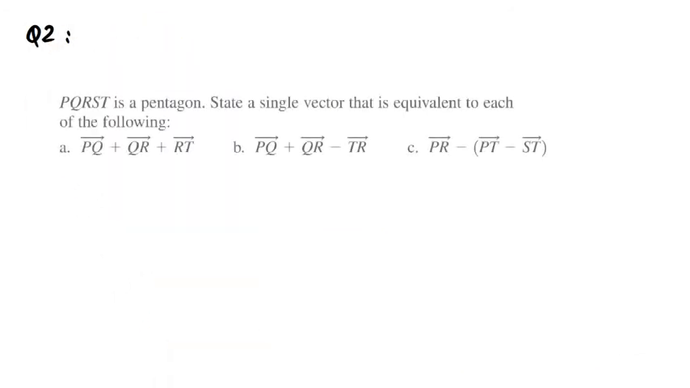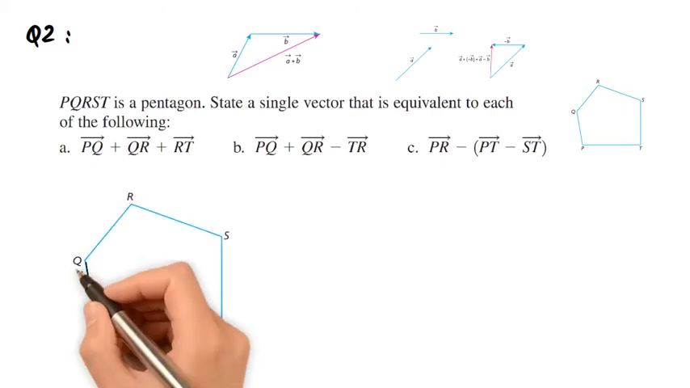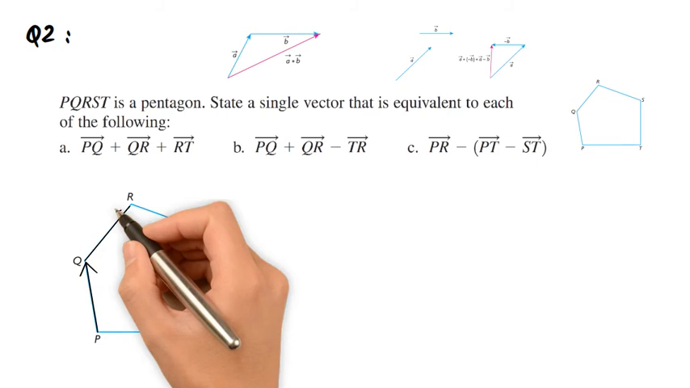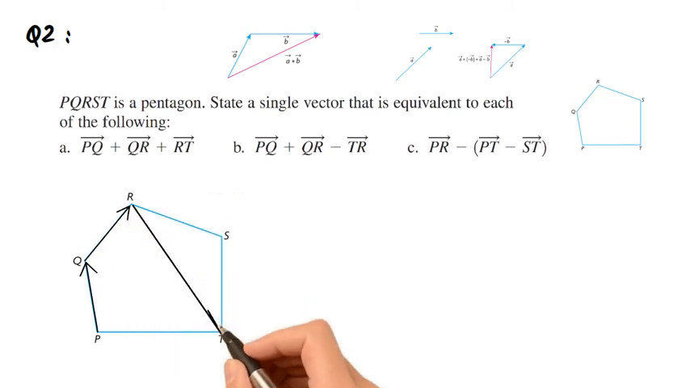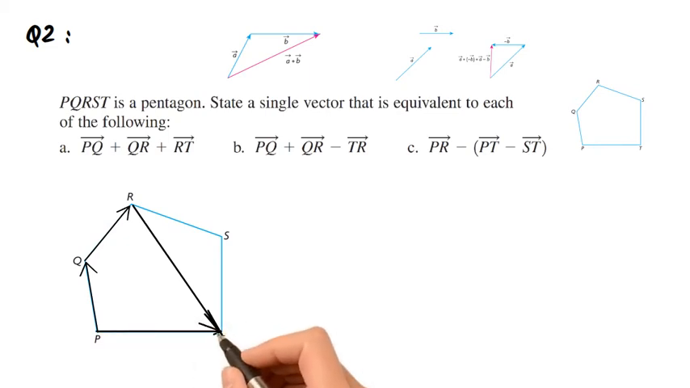Now let's see the second example together. Here we do the mathematical operation for multiple vectors. First question, vector PQ plus vector QR plus vector RT. Remember, the resultant vector is from the tail of the first vector to the head of the last vector. So the answer is vector PT.